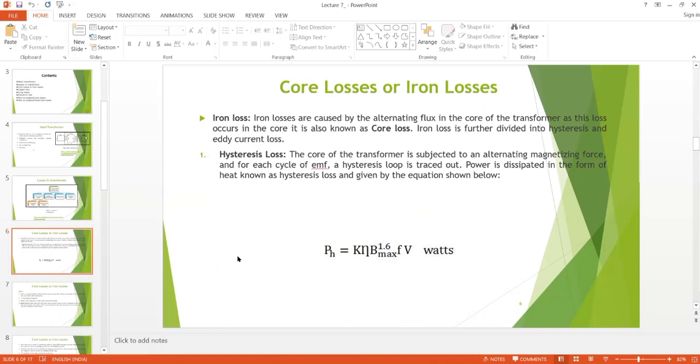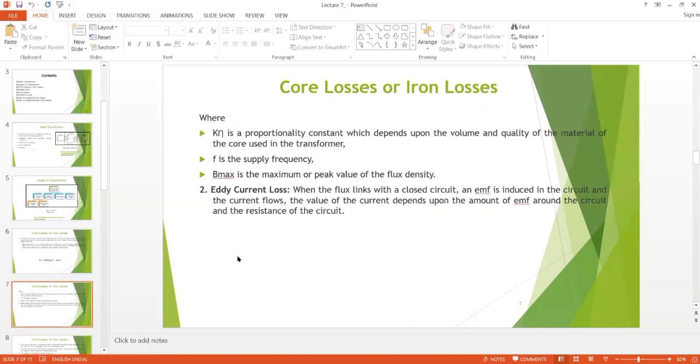F is the frequency, V is the voltage, and eta is the proportionality constant I told you. F is the supply frequency, B max is the maximum or peak value of the flux density. Normally it is given in the question.